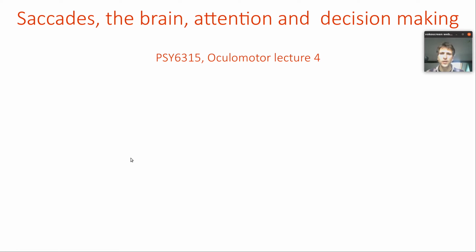Okay, welcome to lecture 4 of the Oculomotor module, part of PSY6315, and I'm going to be talking about saccades, the wider brain beyond the superior colliculus. We've spent a lot of time talking about the superior colliculus in the past 3 lectures, or at least certainly in the past 2 lectures, and then I'm going to talk a little bit about attention and decision making.